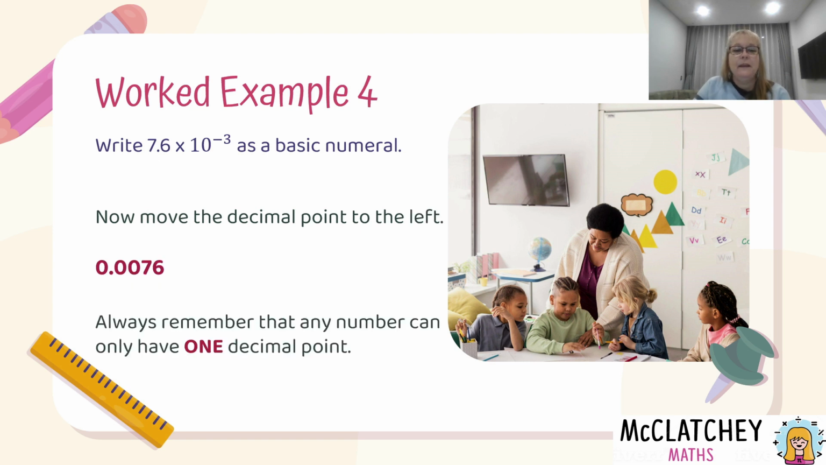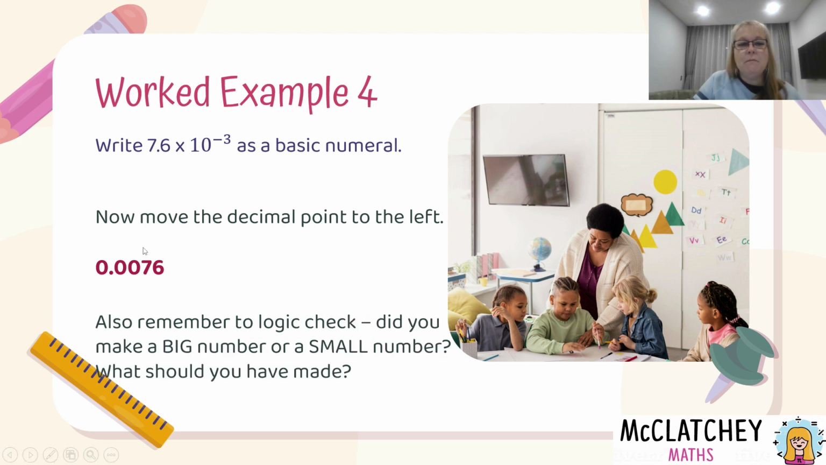Now, it's always important to remember that any number that we write can only have one decimal point. What I often see students doing is leaving that little dot on the end in an exam. So what I would remember to do is just to rewrite your answer at the very end without that original dot there. So start with just 0.0076, final answer, or put a circle around your final answer with only one decimal point.